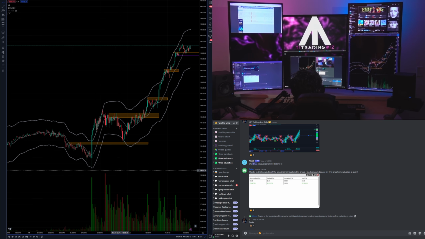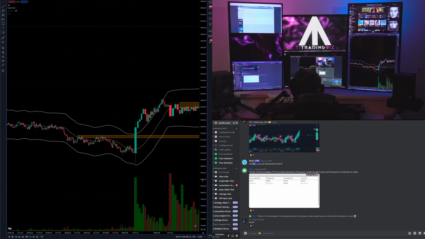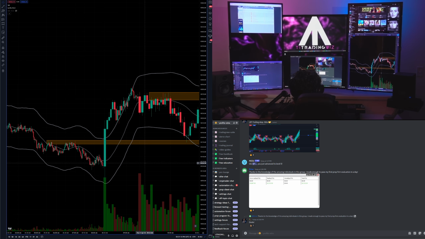People are going to wonder why I have these boxes drawn and why I have a purple one up here as well. Well, it's pretty simple. It is what I consider support and resistance levels.